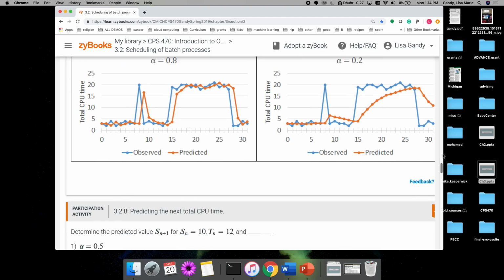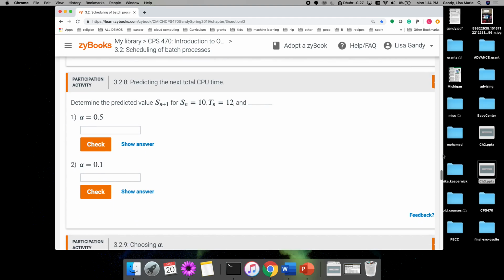So if Sn is equal to 10 and Tn is equal to 12 and alpha is equal to 0.5, what is our estimated predicted value? And this is our predicted value for the time that a process is going to take to run. So Tn is the time that we saw last time it ran. Sn is what we predicted last time it ran, what we thought it would run.